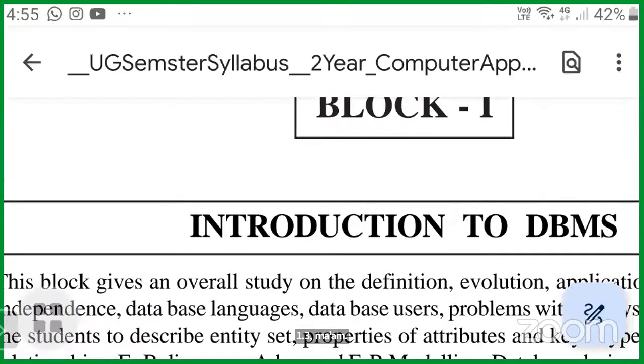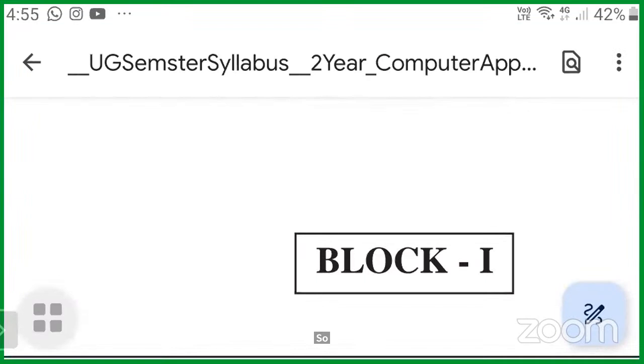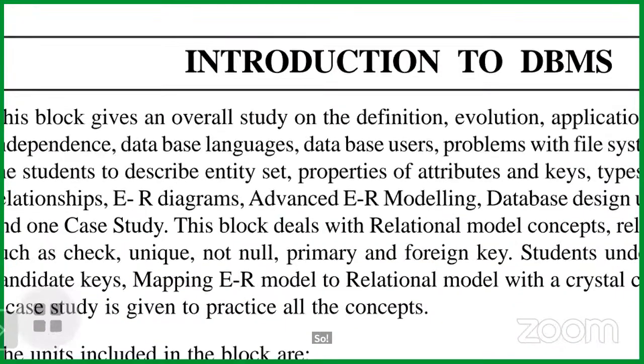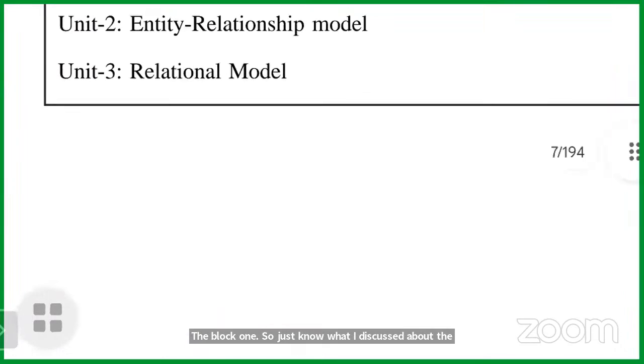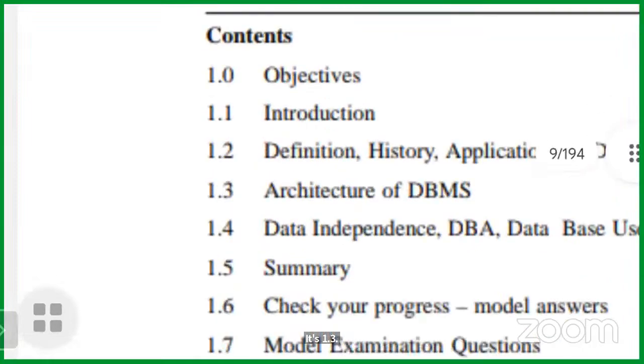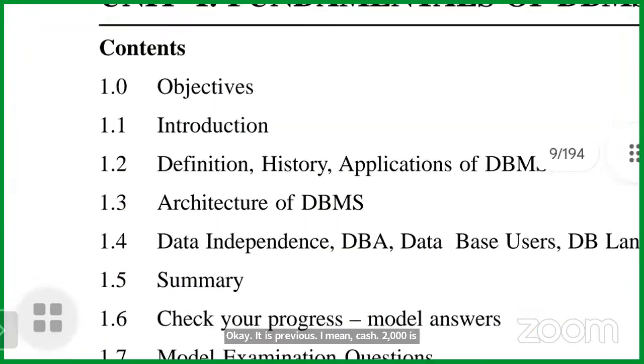So this is block 1. So just now what I discussed, this is over now, not over. 1.3, ma'am. Architecture of DBMS. Then you said page number 6. That's why I'm moving forward. It is the PDF, ma'am. In the textbook, it is 6. Oh, okay, okay.